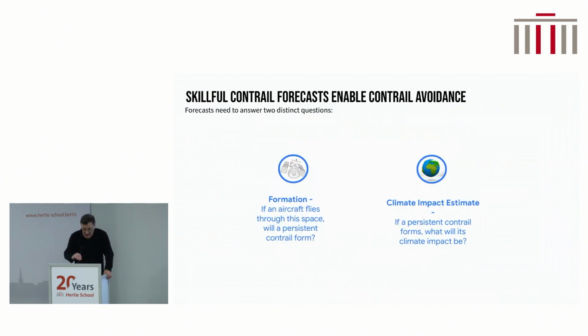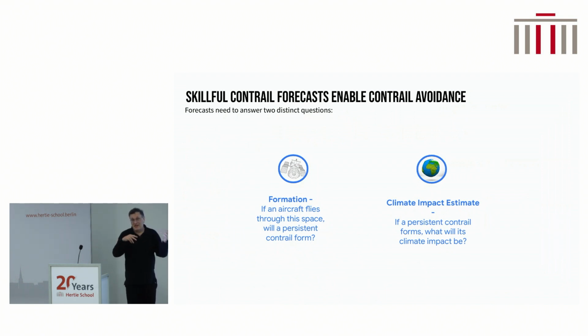So how do we do contrail forecasts? I trimmed this talk down, but essentially you have to answer two questions. One is whether, if a plane flies through a region in the atmosphere, it will make a contrail at all. In statistical language, that's P of contrail. And then, given that we predict a contrail, how bad of a contrail is it? So that's the expected value of the radiative forcing given that there's a contrail.